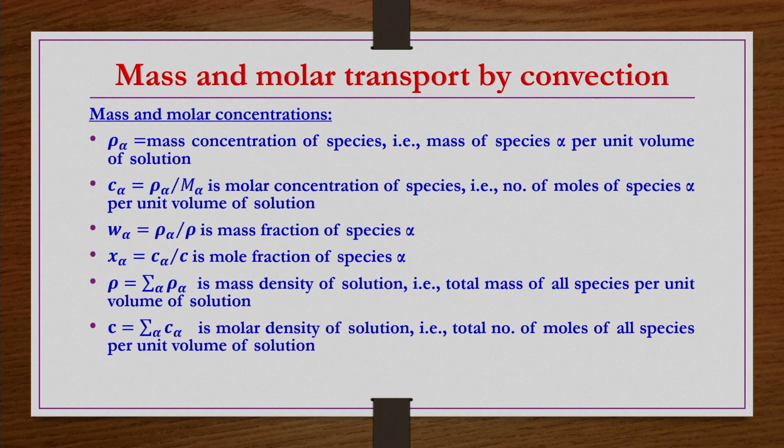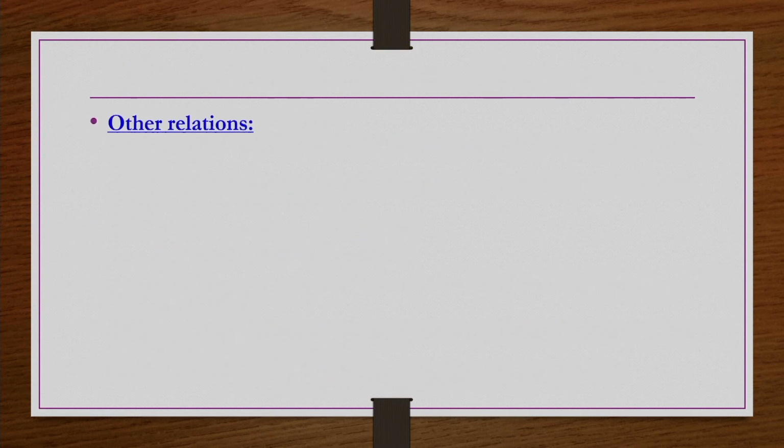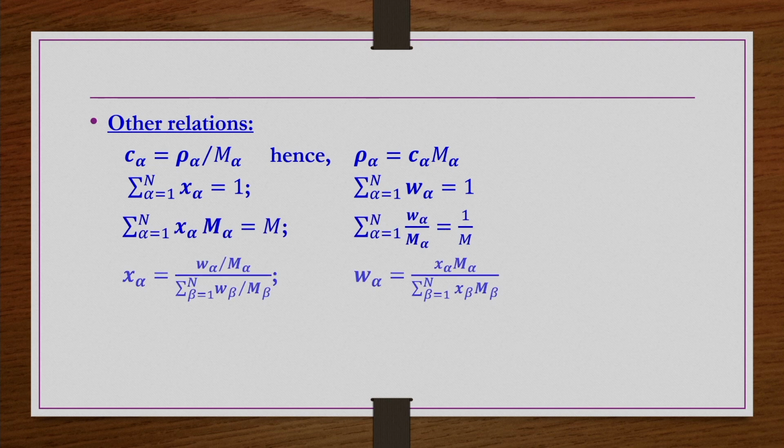Similarly, C is nothing but sigma C alpha. Here solution means a one-phase gaseous, liquid or solid mixture, whichever we are taking. The only thing is that it has to be homogeneous, then only these equations are in general valid. Other relations amongst these C alpha, rho alpha etc. are provided here, which are all well known to us.